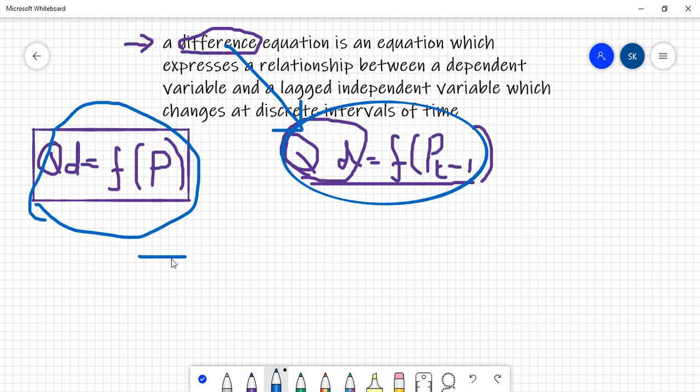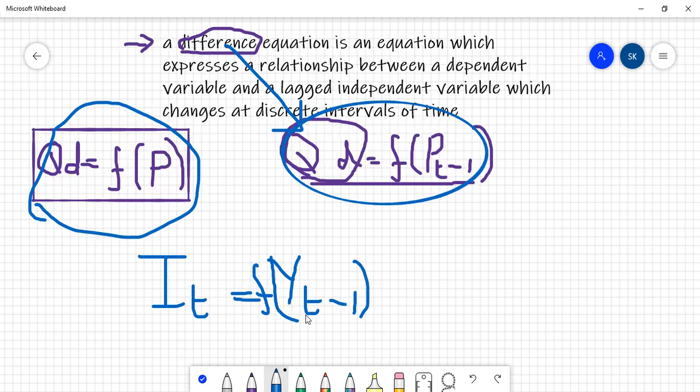Suppose we have an example where the investment of a country is a function of the income of the country in the previous year. That is, the investment depends on the income of the country in the previous year. What does this mean? If more income was generated in the year 2020, then the economy will be able to invest more money in the year 2021. If less income was generated in 2020, then the country will not be able to invest more in 2021. So IT is a function of YT minus 1.